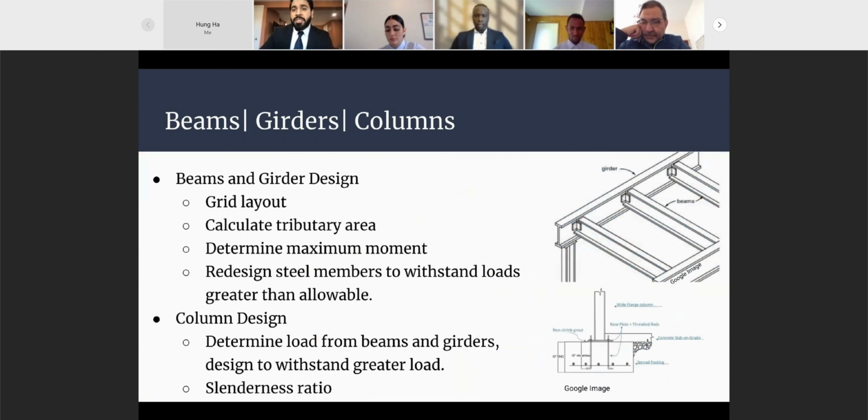When designing steel beams and girders, we started off by placing a grid over the layout of the building floor. We then numbered each steel member and determined the tributary area. After calculating the factored load and slab width, we determined the maximum moment. We would then select a beam and redesign it to withstand loads greater than the maximum moment. For column design, we followed a similar procedure to determine the maximum load that will be applied on the column, and also calculated the slenderness ratio and determined the area required for the columns. We follow the Steel Construction Manual to determine which column to use.